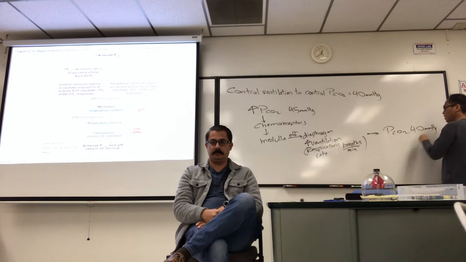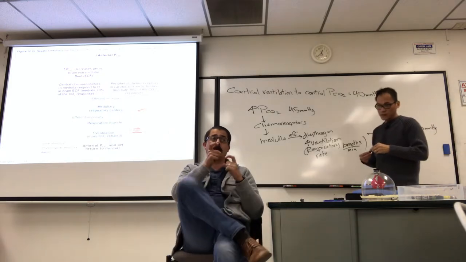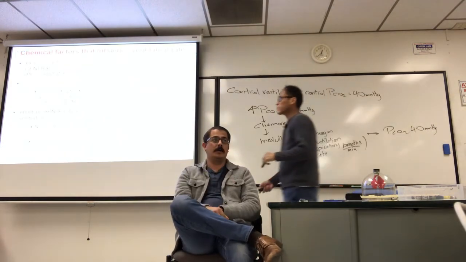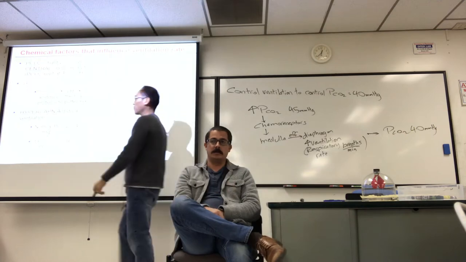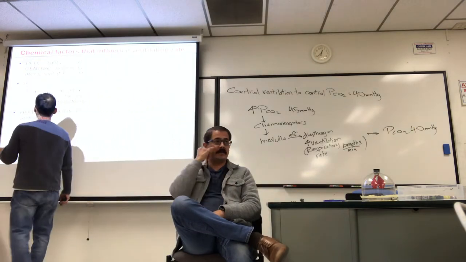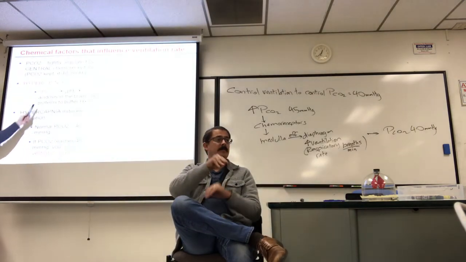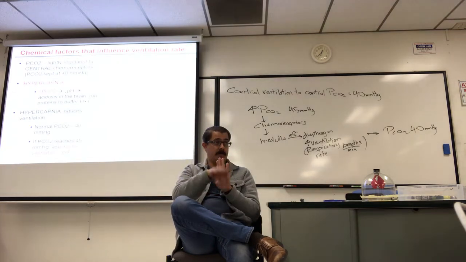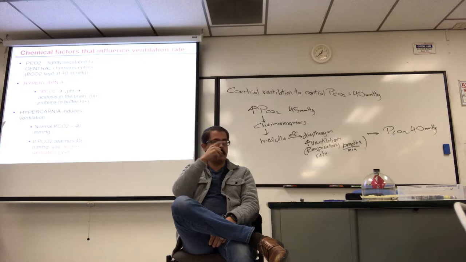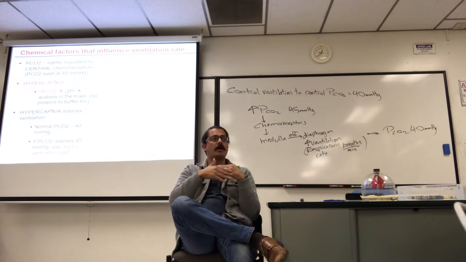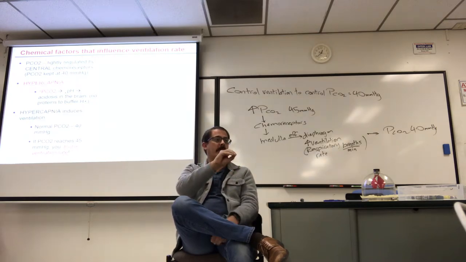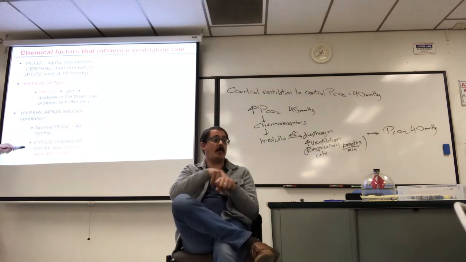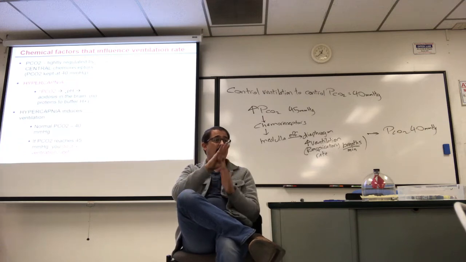It's tightly regulated, keep it at 40. You want to do that because if pCO2 gets too high, it can affect the pH. A drop in pH is a disaster for the brain because with acidosis in the brain, there are no buffers to correct it. So that's why you want to keep the arterial CO2 at around 40. So if normal is 40, if you reach 45, you're going to double the ventilation rate.